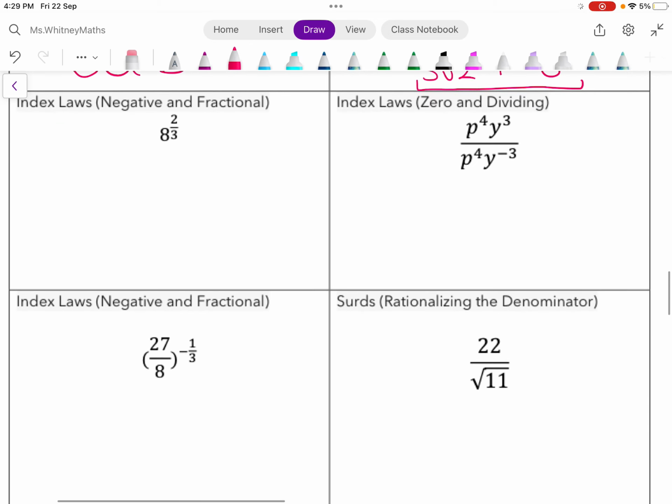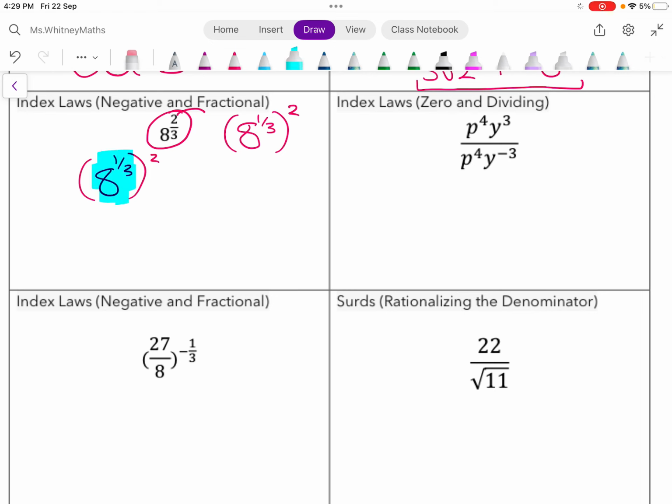Okay, moving down to the next ones. Remember, this can be split up. This is the same as doing 8 to the 1/3, then squared, if we take that numerator out. So 8 to the 1/3 squared. 8 to the 1/3 is equal to 2, because it's a cube root. 2 squared equals 4 as a final answer.